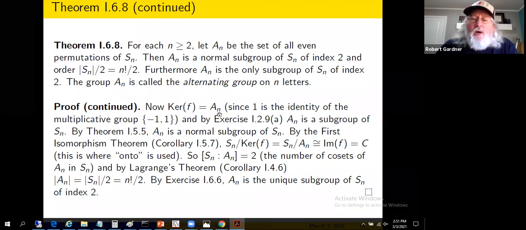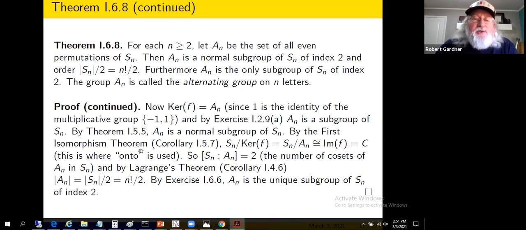Now, we know kernels are subgroups, first off. Secondly, Theorem 1.5.5, rather recent one, tells you that the kernel of a homomorphism is in fact a normal subgroup. So we do have that A sub n is a normal subgroup of S sub n. That takes care of the normal subgroup claim. We've still got the index claim.